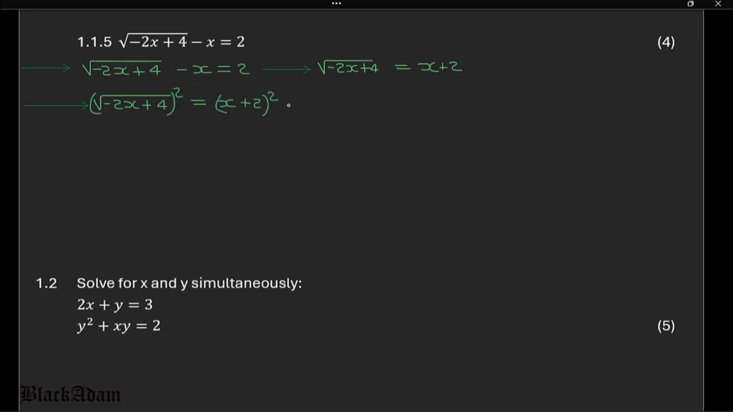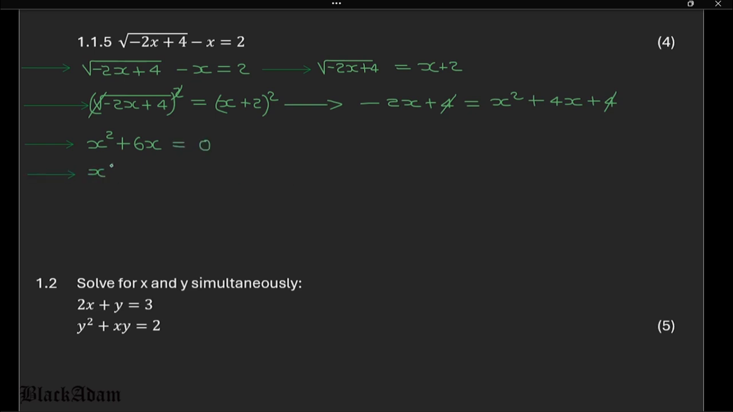Squaring both sides, we have there that cancels out. We have minus 2x plus 4 is equals to, that will be x squared plus 4x plus 4. So you can see we have 4 on both sides, that will cancel out. So we have x squared, and then we take -2 to that side, so -2 becomes positive plus 4, so that's going to be 6x, and then 4 cancels out, so x squared plus 6x is equals to 0.